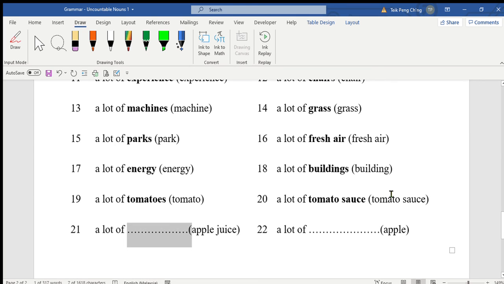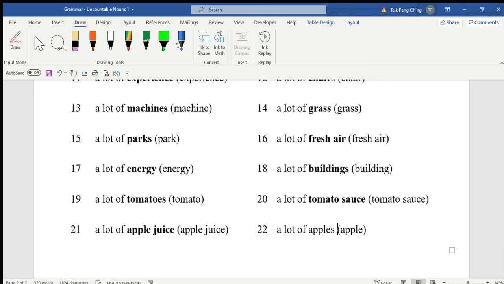A lot of apple juice. Next, 22, a lot of apples. Okay, kalau apple juice itu uncountable noun, tapi kalau apple countable, okay?